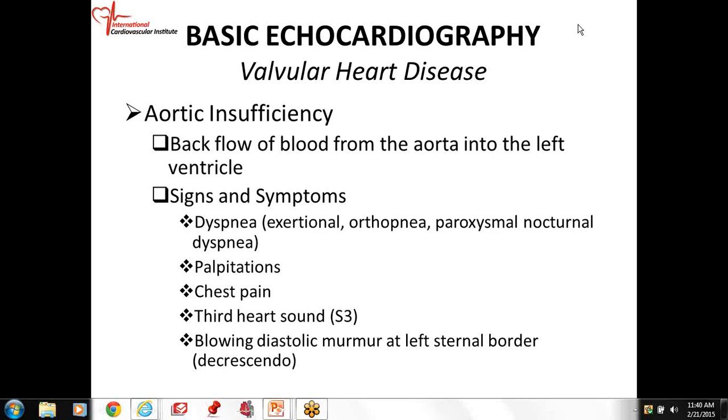Some of the signs and symptoms with aortic insufficiency: you get shortness of breath, exertional orthopnea, patient cannot lie flat, paroxysmal nocturnal dyspnea, patient goes to bed and wakes up in the middle of the night because they're short of breath. Palpitations, fairly common, chest pain, a third heart sound, and the classic murmur associated with aortic insufficiency is a blowing diastolic murmur heard best at the left sternal border. We call that a decrescendo murmur. You get a bounding pulse.